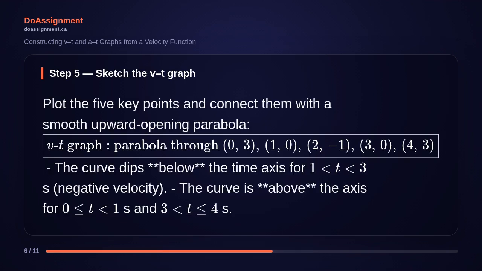Connect all 5 points with a smooth parabola. The curve lies above the time axis from t equals 0 to t equals 1, dips below the axis between t equals 1 and t equals 3, touches the minimum of negative 1 at t equals 2, then rises back above the axis from t equals 3 to t equals 4.